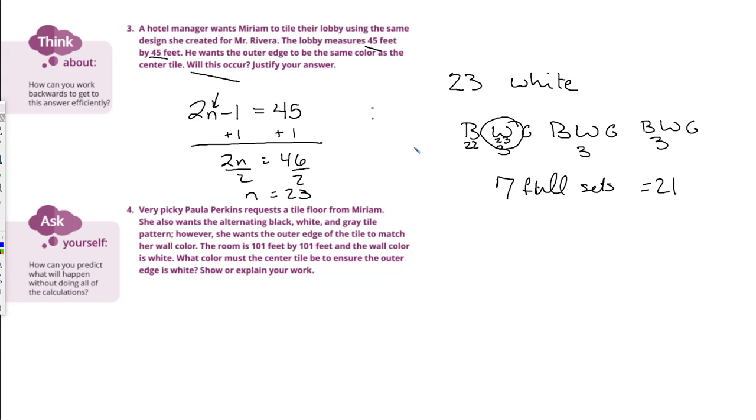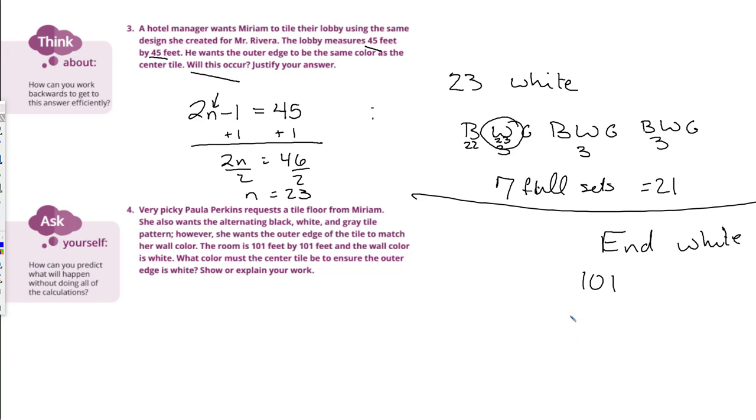Then we have a very picky Paula Perkins. I want you to stop and think about this. They're wanting to alternate the black, white, gray again, but she wants an outer edge to match her wall color, which happens to be white. What color must she start at in order for this to happen? So our goal is to end on white, and she has 101 steps in it. So we want to end 101 feet in on white.